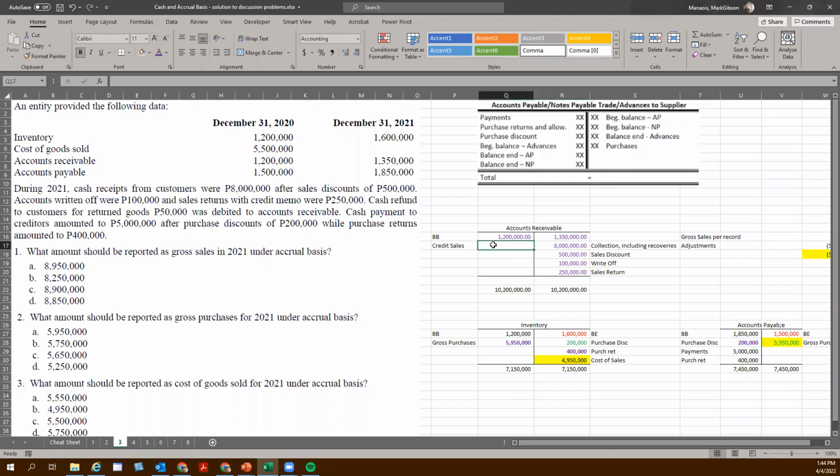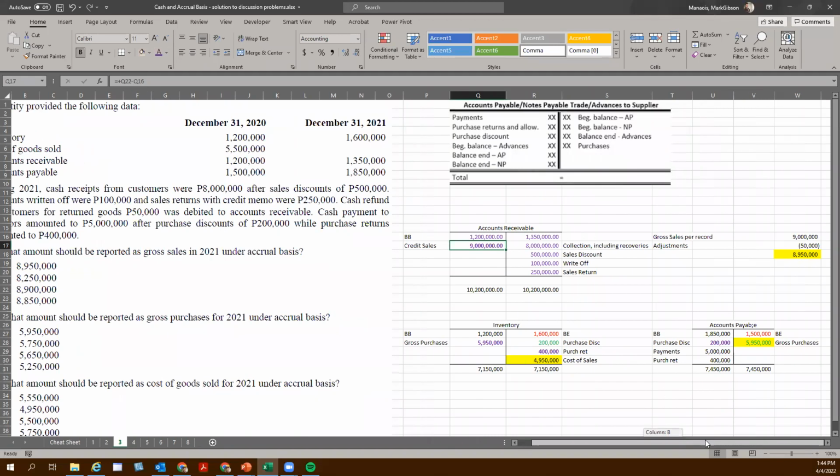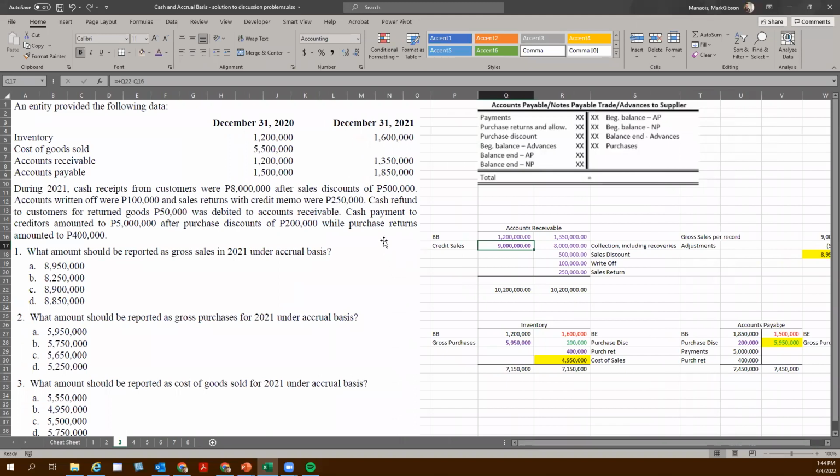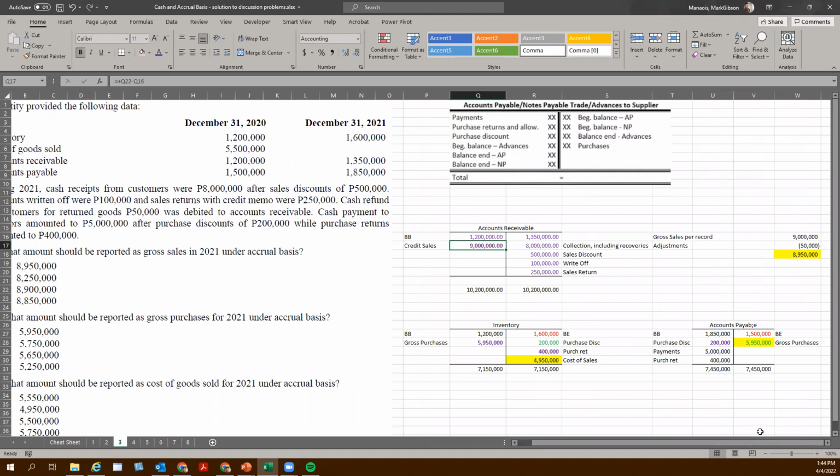So squeeze in now the credit sales. That would be 10,200,000 less this 1,200,000. But notice, this is your gross sales. Notice, class, that there's also an adjustment of 50,000. It says here, cash refund to customer for returned goods, 50,000 was debited to accounts receivable. And remember, when we're debiting accounts receivable, it's as if we are increasing the accounts receivable. So as if you have additional sales. So that's incorrect. So we have to adjust for that.